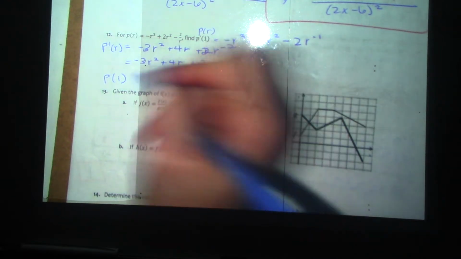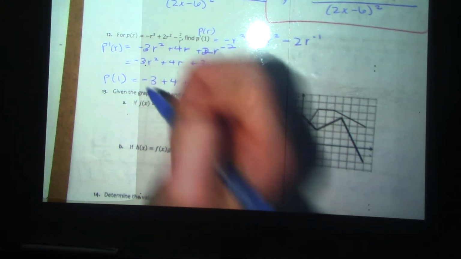And I want to find what p prime of 1 is, so I'm just plugging in 1. So this is negative 3 plus 4 plus 2. I can do that. Is 3. So p prime of 1 equals 3.